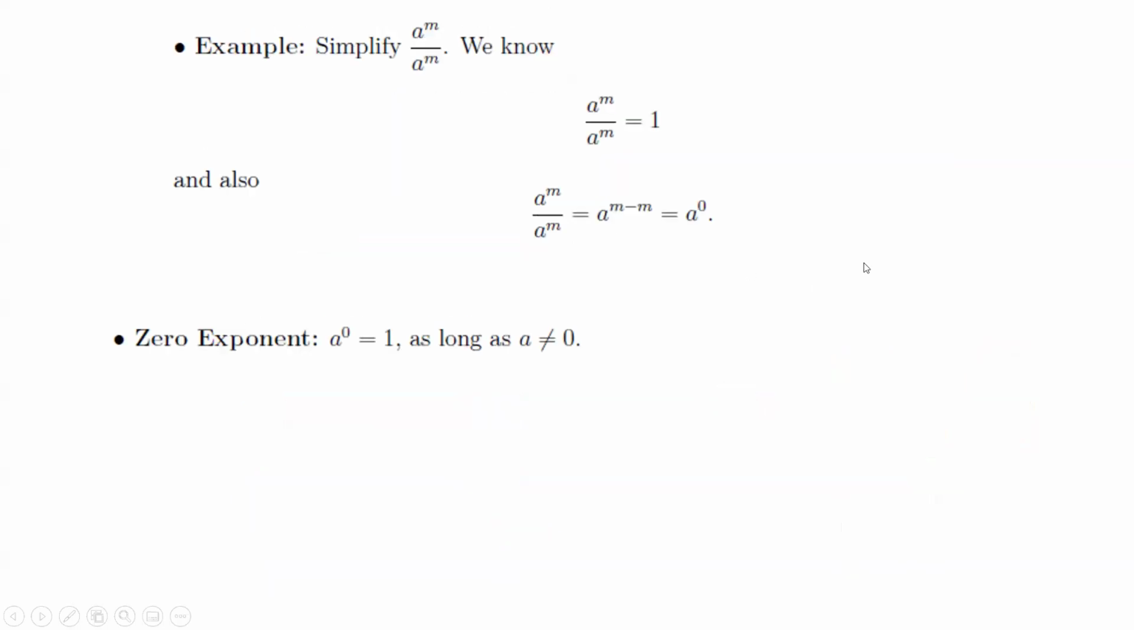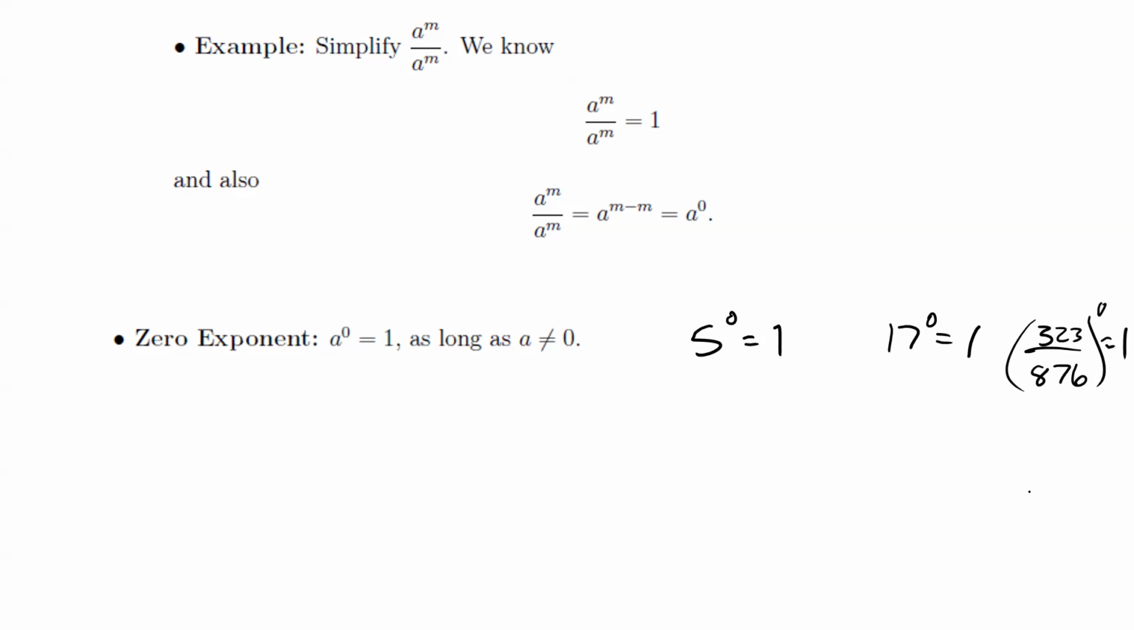One last law here. It's kind of an interesting one. Any number besides 0, if you raise it to the 0 power, you're always going to get 1. Okay. So that means 5 to the 0 equals 1. It means that 17 to the 0 equals 1. It means that 323 divided by 876, to the 0, is equal to 1.